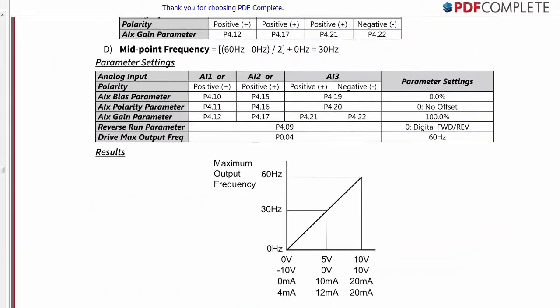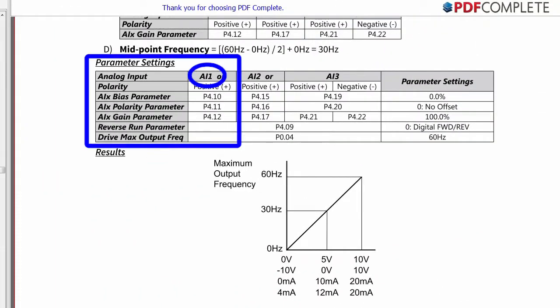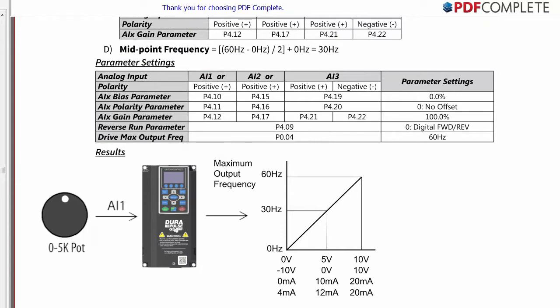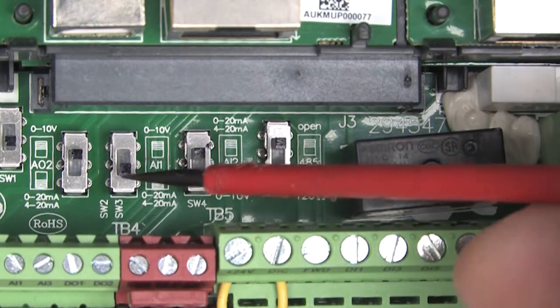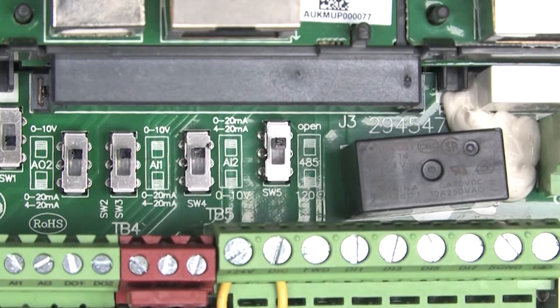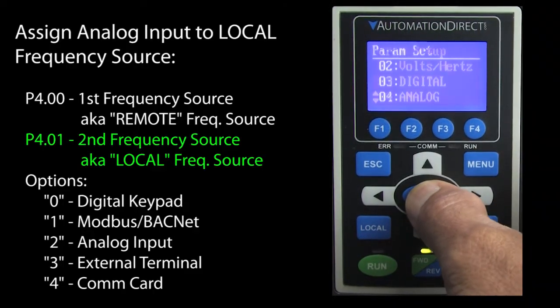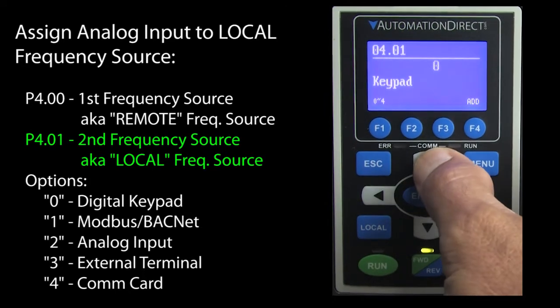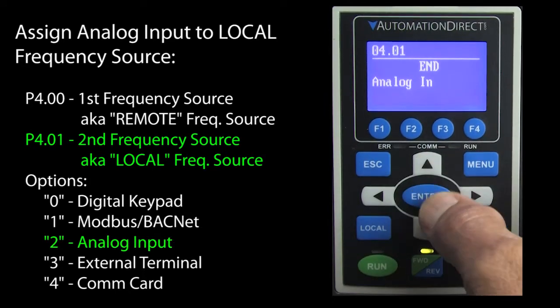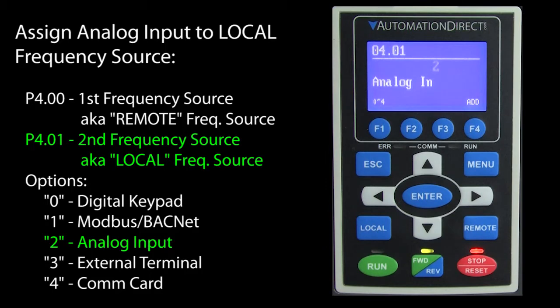Let's do the first example using analog input 1 to control the full frequency range of the drive with a local potentiometer so we can manually control the drive if we want to. Since the potentiometer is applying a voltage, we need to make sure the switch for analog input 1 is set to voltage. Now we need to tell the drive what we're doing. We'll use parameter 401 to set the local frequency source to use the analog input as its reference. That'll leave the remote frequency source available for something like a PLC to control the drive.